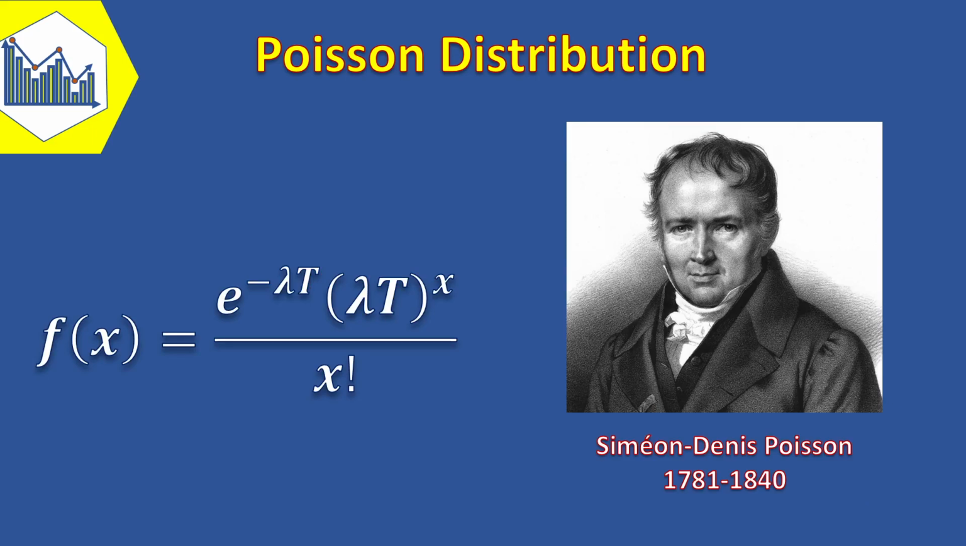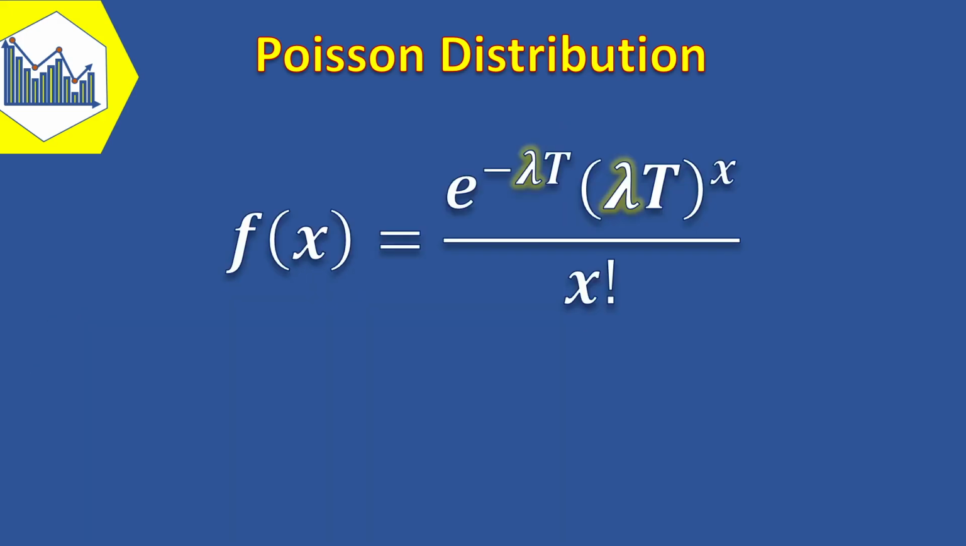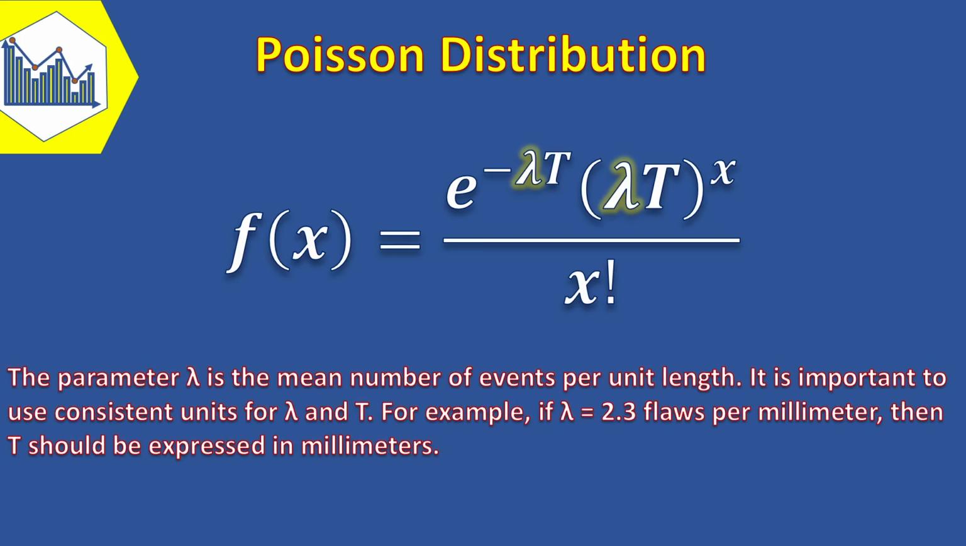The parameter lambda is the mean number of events per unit length. It's important to use consistent units for lambda and t. For example, if lambda is 2.3 flaws per millimeter, then t should be expressed in millimeters. Now, let's see an example.